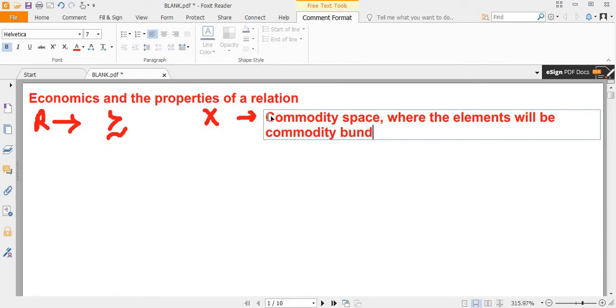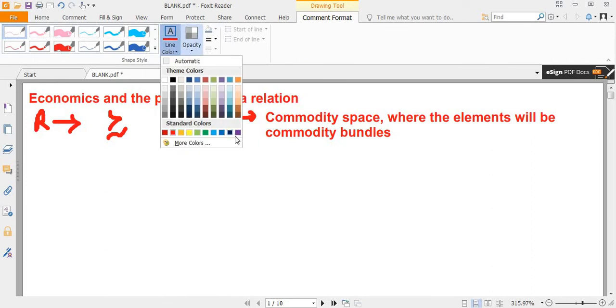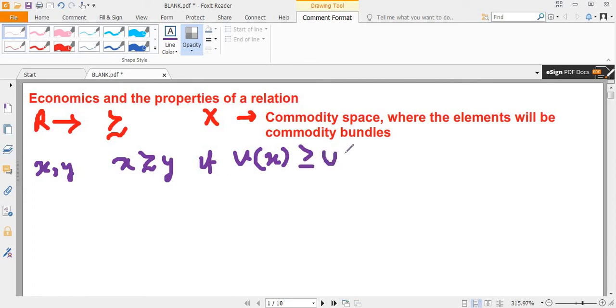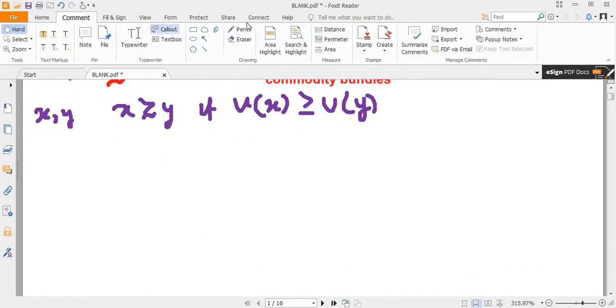commodity bundles. Now, how do I define the weakly preferred to relation? Let me just mention in short how we define it. Suppose we have two commodity bundles X and Y. We say X is weakly preferred to Y if the utility obtained from the commodity bundle X is greater than or equal to the utility derived from the commodity bundle Y. Why am I calling it a commodity bundle? Because X may have more than one good in the commodity bundle. So that is what I mean by the weakly preferred to relationship between two commodity bundles.